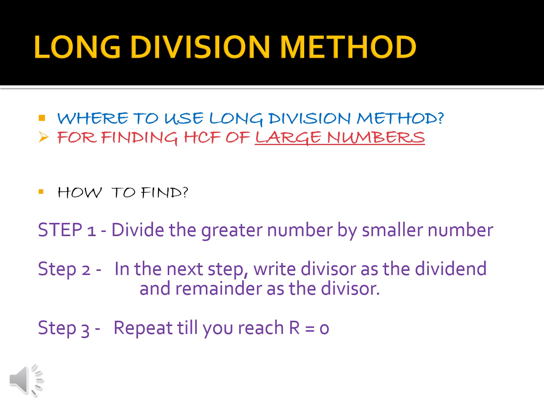Now the third step is repeat till you reach remainder as zero. So you have to keep repeating the second step again and again till you get remainder as zero. Let's see the example quickly to clear out the concept that we just learnt.